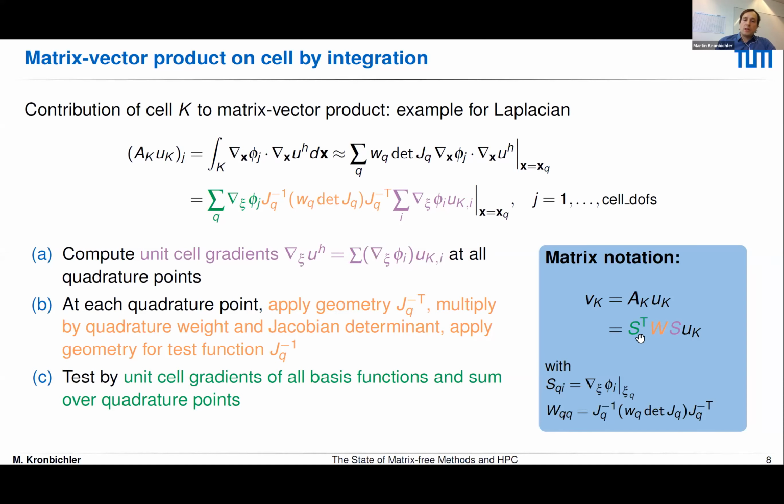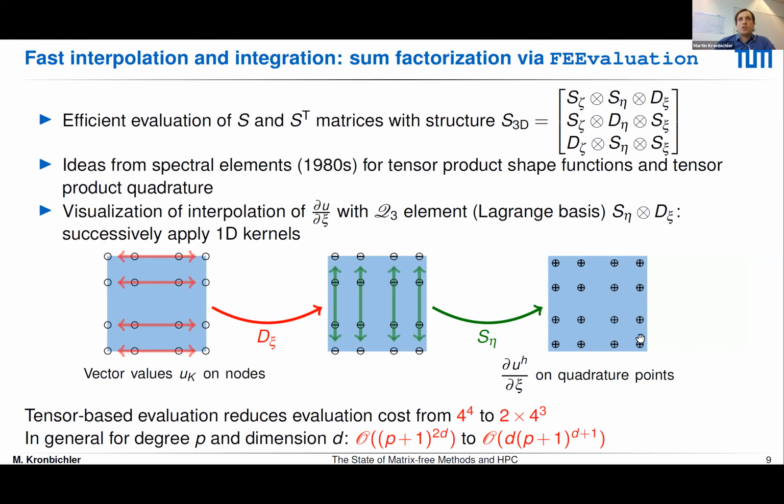When I do that, of course, the first question I need to answer is, is it efficient? There are tricks you can do to make this efficient, because my S matrices have a pretty nice structure: they are tensor product matrices, because we use hexahedral or quadrilateral elements. They have a tensor product structure, so you can utilize that. You don't expand that in a big matrix involving all unknowns and all quadrature points, but you can do this with the 1D matrices essentially.